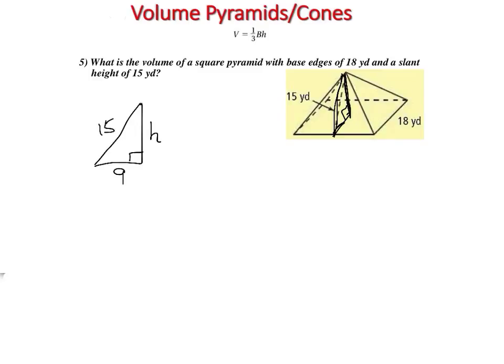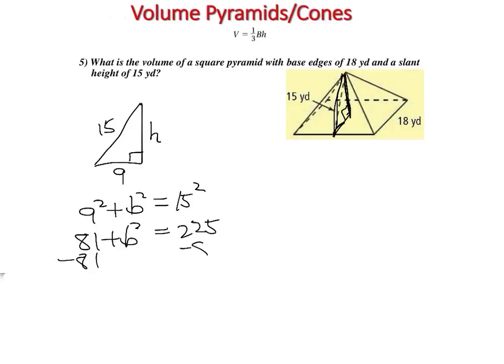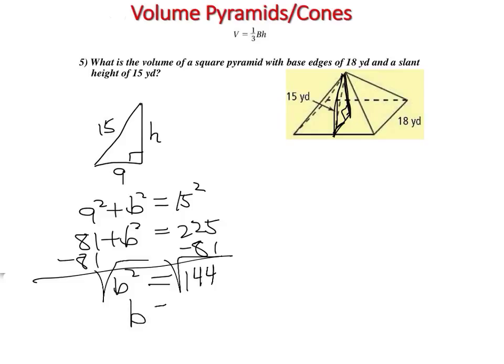So calculating this, we'll get 9 squared plus b squared is 15 squared. Okay, so 9 times 9 is 81, plus the unknown, the leg squared, is 225. So taking away 81 to both sides, we'll get b squared equals 144. So square rooting both sides, we'll get that the height is 12.